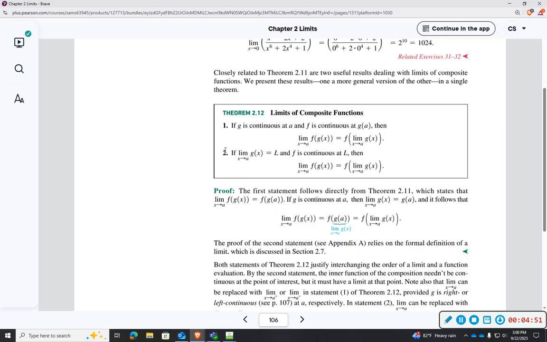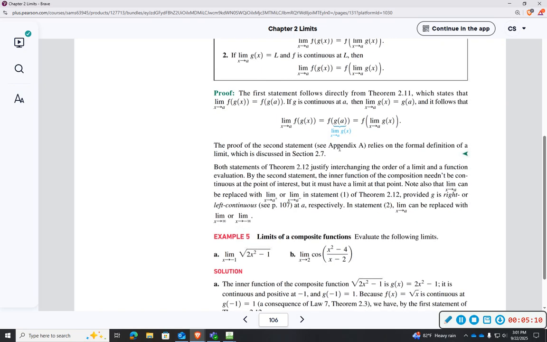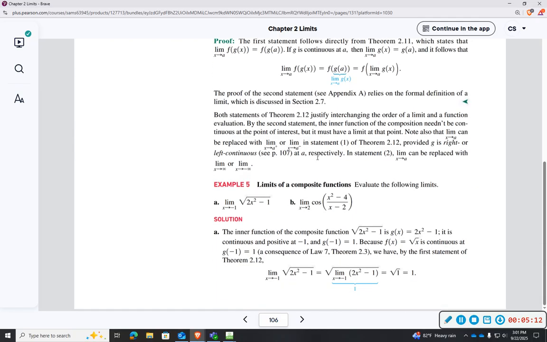If the limit of g of x as x goes to a is equal to L, and f is continuous at L, then we know the limit of f of g of x as x goes to a is going to be equal to f of L. They're just showing you in limit form. If it's continuous, then the limit will work as well. And they go through the proof of it, which is neat if you want to spend time reading and going over those.